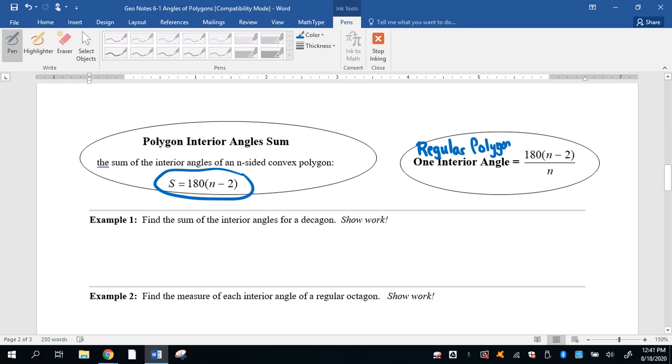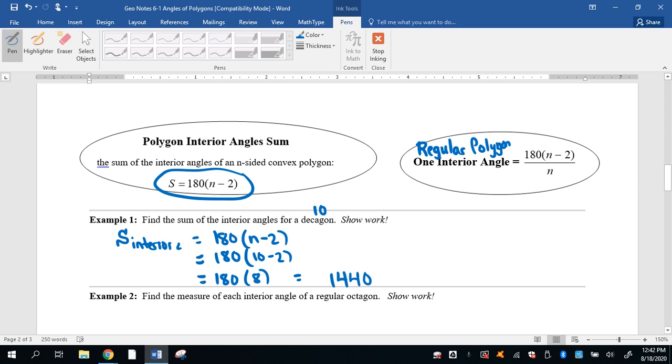Number 1, find the sum of the interior angles for a decagon. First of all, identify how many sides that is. That is 10, so we'll use the formula. Please write it down. Sum of the interior angles equals 180 times the quantity n minus 2. So we have 180 times 10 minus 2, which is 180 times 8. 180 times 8 is 1,440, and that would be degrees.